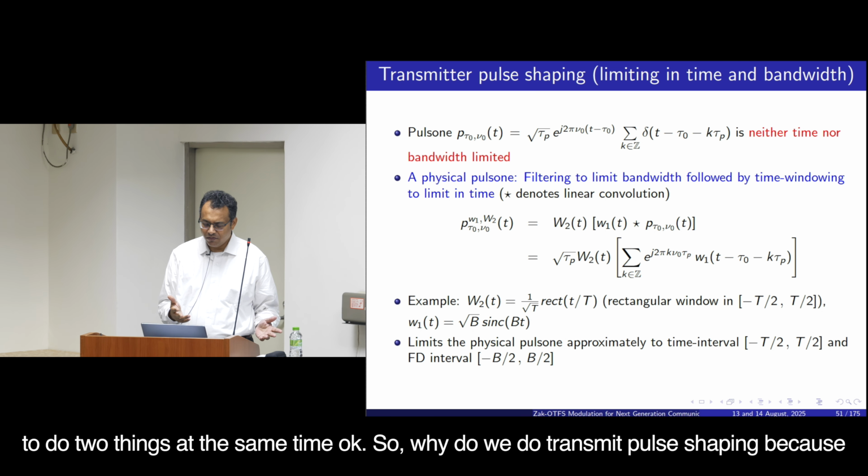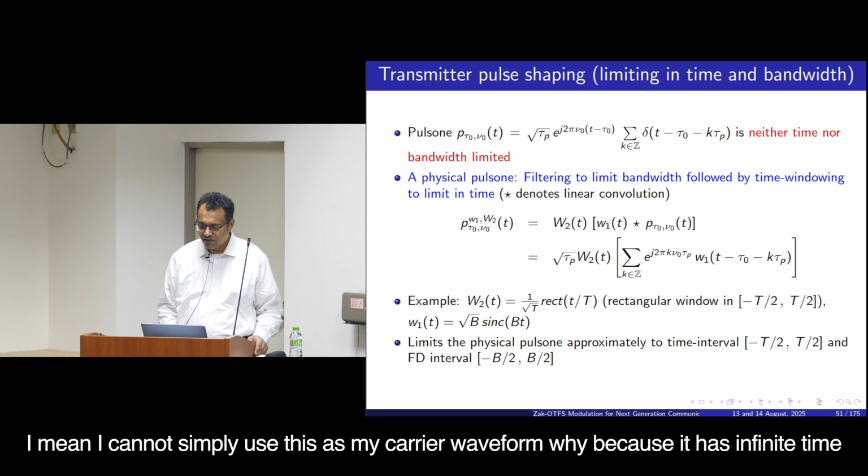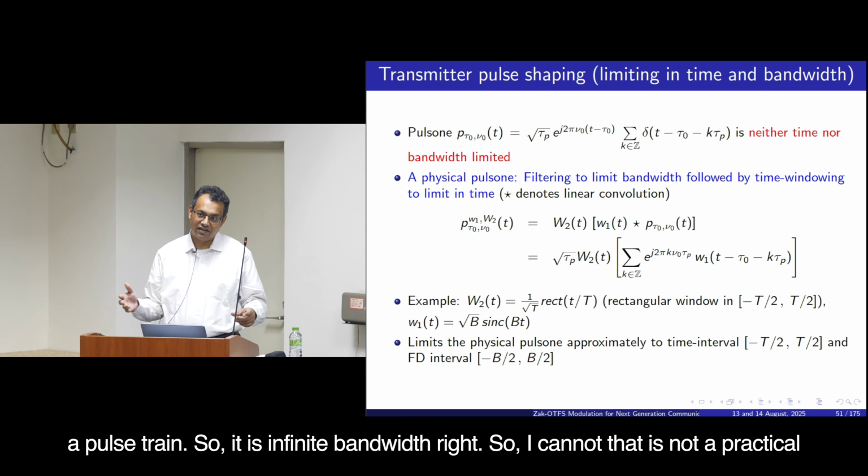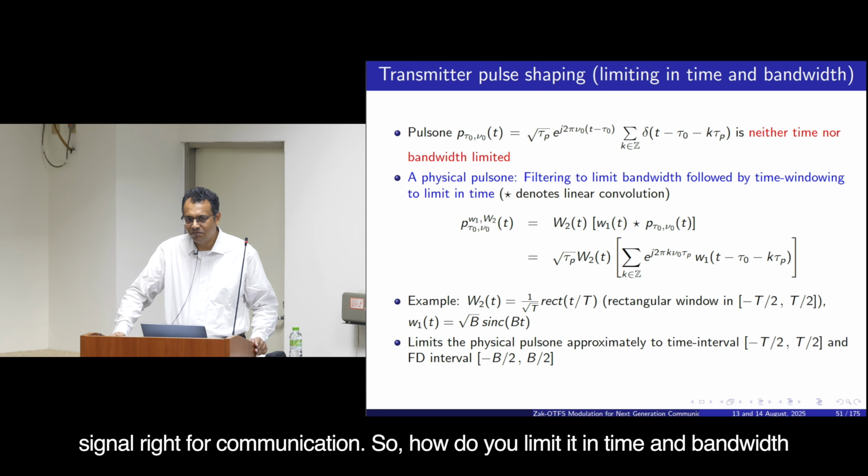So why do we do transmit pulse shaping? Because I cannot simply use this as my carrier waveform. Why? Because it has infinite time duration, and if you look at the Fourier transform of this thing, it's also a pulse train, so it's infinite bandwidth, right. So that's not a practical signal for communication, right. So how do you limit it in time and bandwidth?